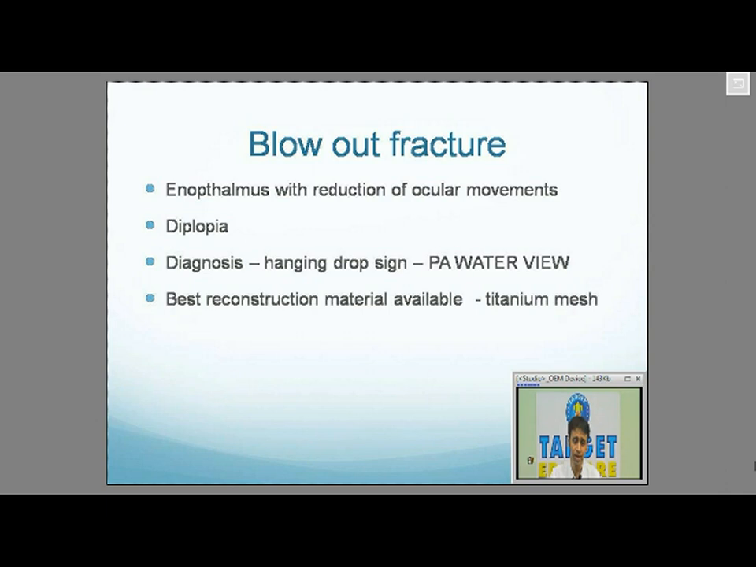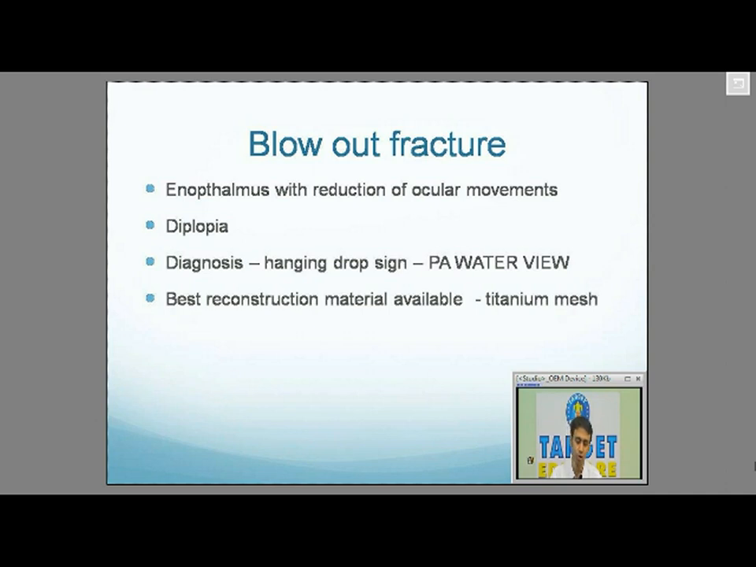Diagnosis, very important. Diagnosis of blowout fracture is done with something called the hanging drop sign, seen mostly in the PA Waters view. The radiograph for blowout fracture remains the PA Waters view, in which we see the hanging drop sign for orbital blowout fracture. The best reconstruction material available till date for orbital blowout fractures is titanium mesh, which we adapt and fix to the inferior orbital rim to support the globe.